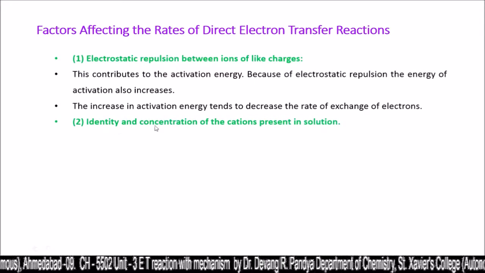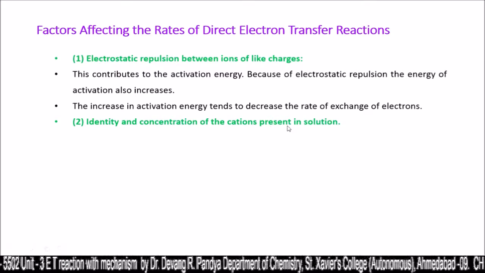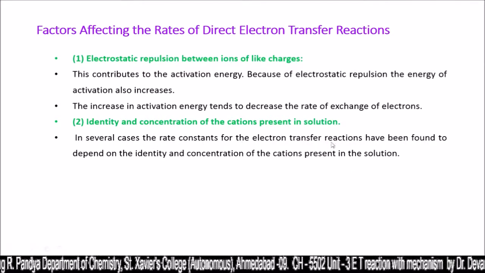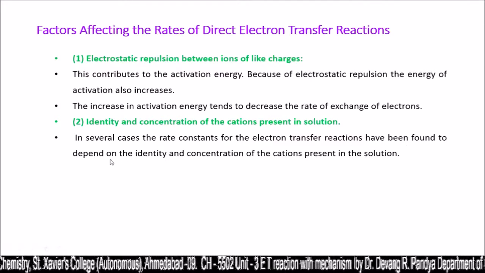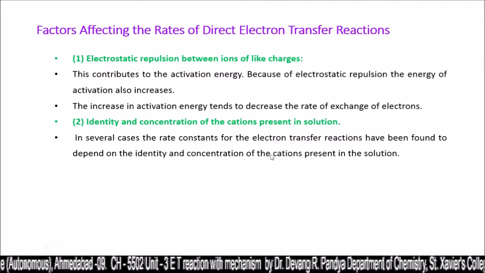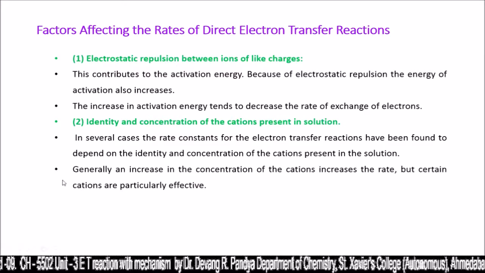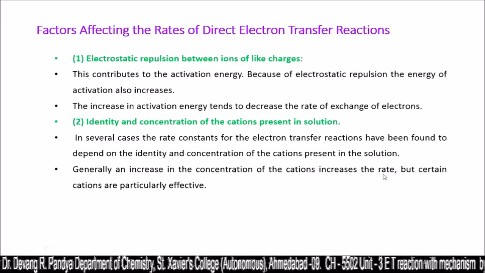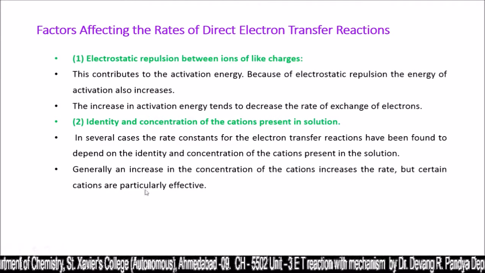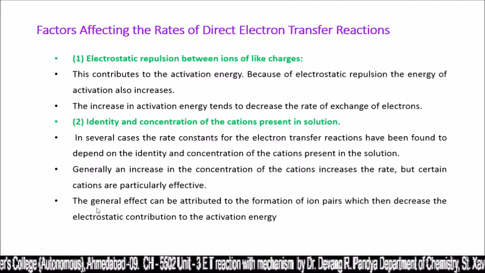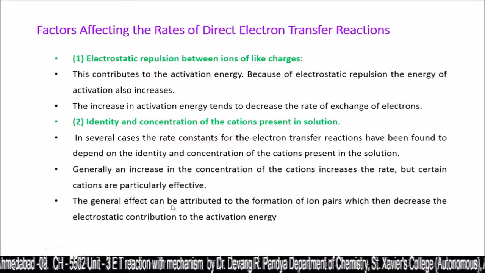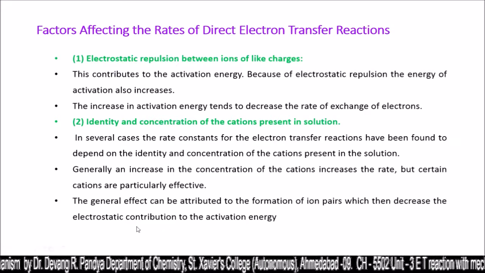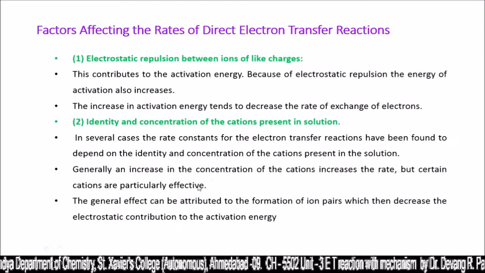Second point is the identity and concentration of the cations present in the solution. In several cases, the rate constant for the electron transfer reaction has been found to depend on the identity and the concentration of the cation present in the solution. Generally, an increase in the concentration of the cations increases the rate, but certain cations are particularly more effective. The general effect can be attributed to the formation of ion pairs, which then decrease the electrostatic contribution to the activation energy.